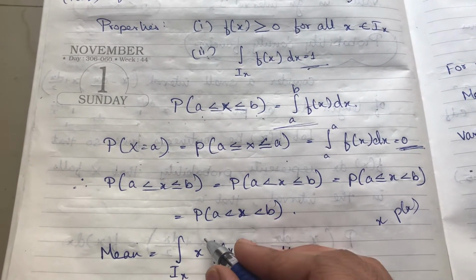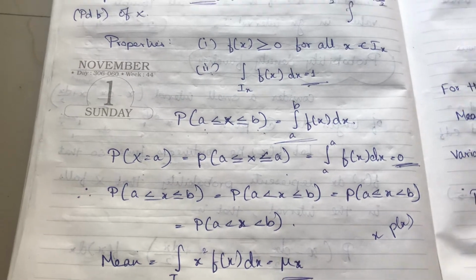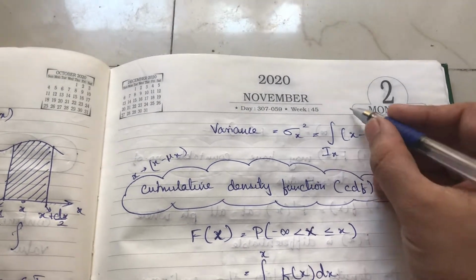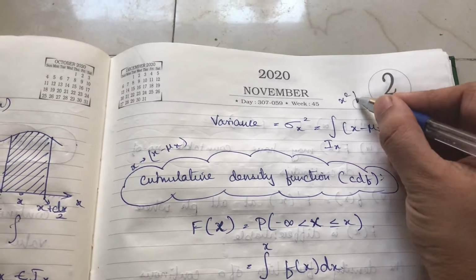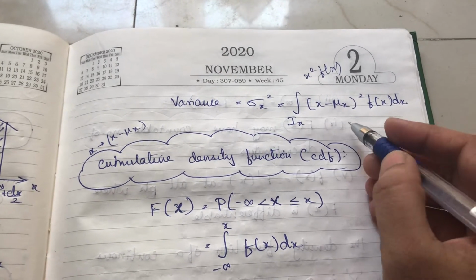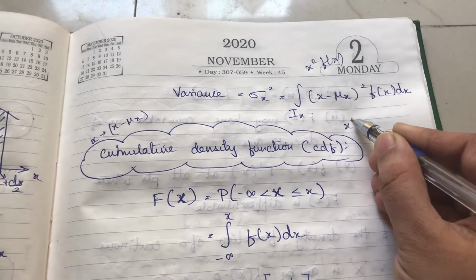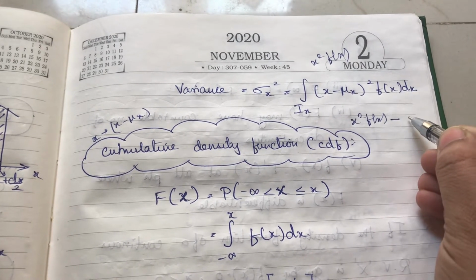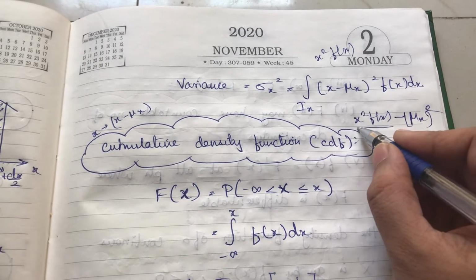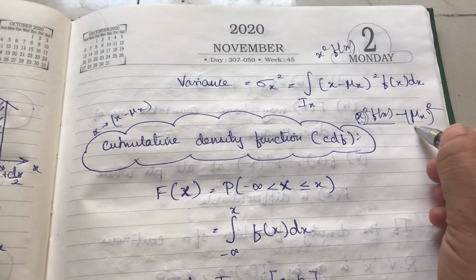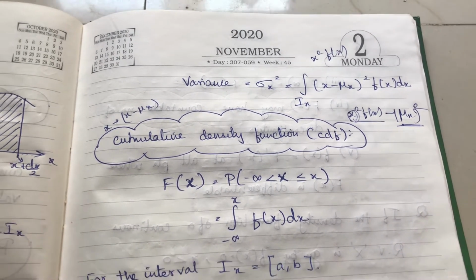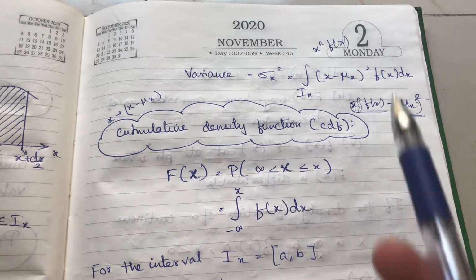What is the variance? The term will be x square into f of x, but here we write the integral of x square f of x minus mu x the whole square. We replace x by x square and subtract the square of the mean. This is called the variance.